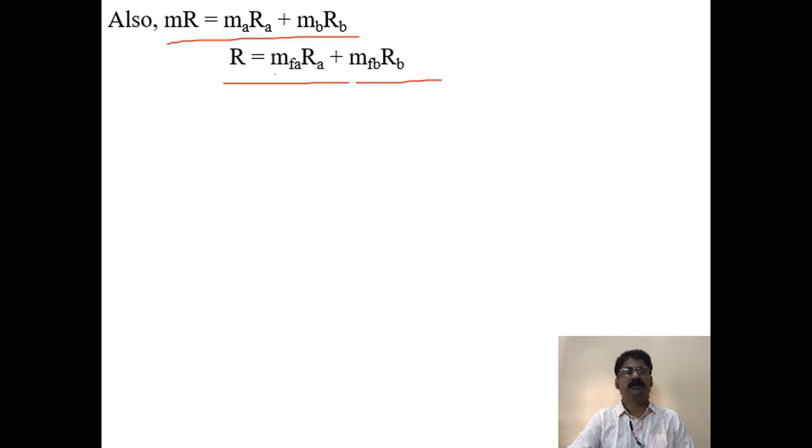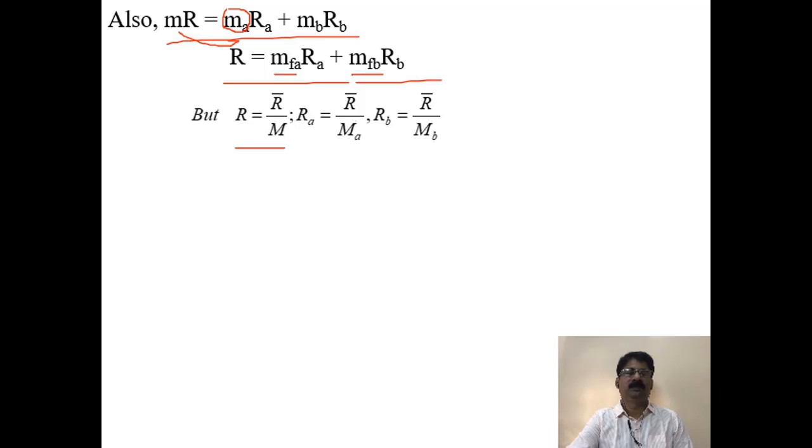So how did you get MFA? That is nothing but mass of A divided by M, when it comes to this side. So MFA is nothing but Ma by M. Similarly Mb by M is equal to MFB. So you will get MFA and MFB here. And also you know that this gas constant R is equal to R bar by M. If you write it for constituent gas A, Ra is equal to R bar by Ma, and for B it is Rb is equal to R bar by Mb.